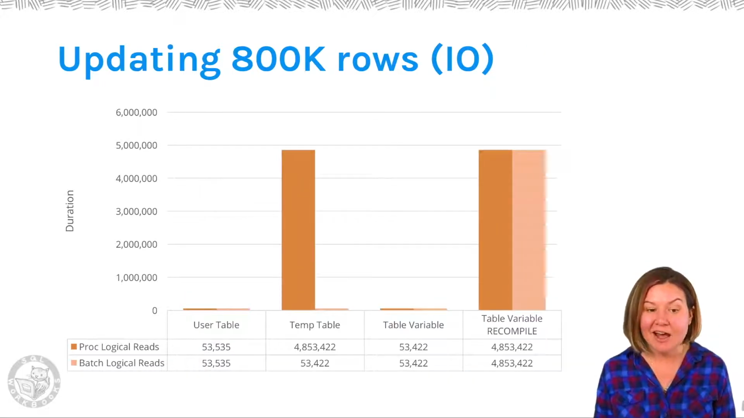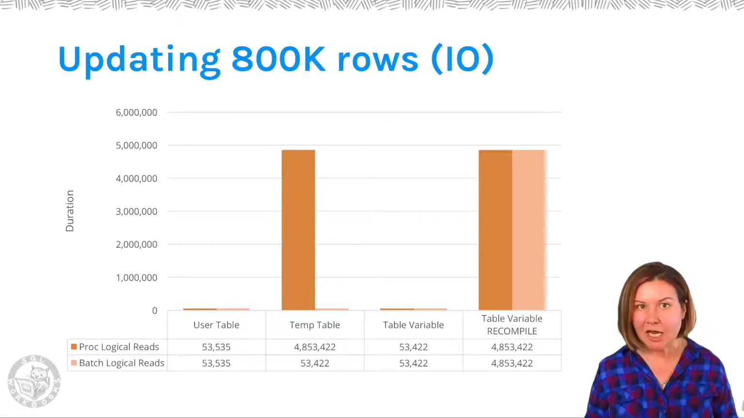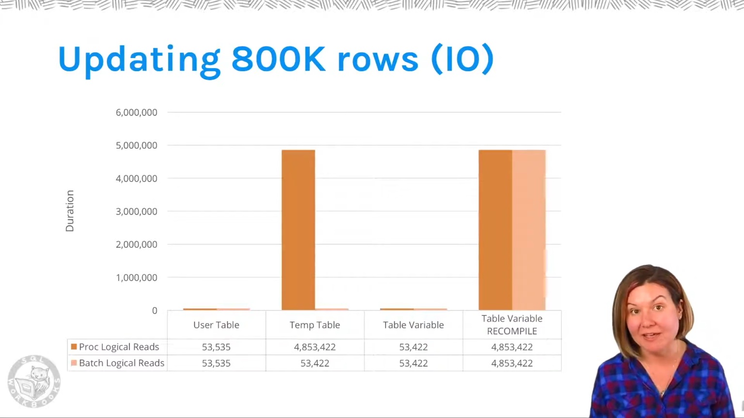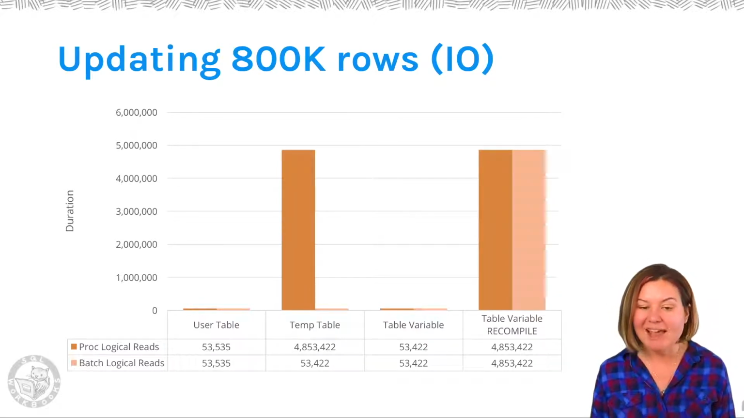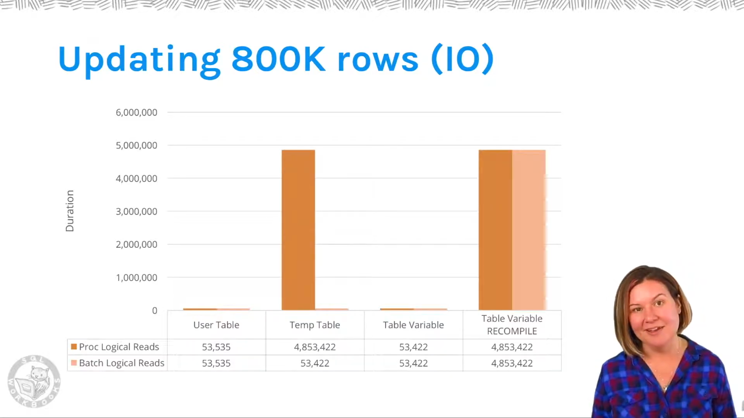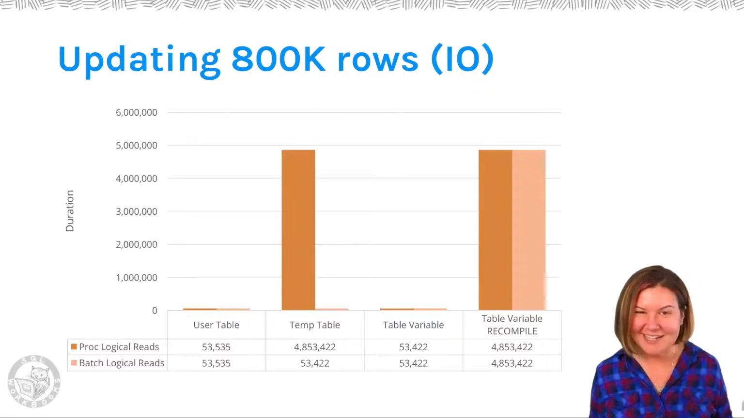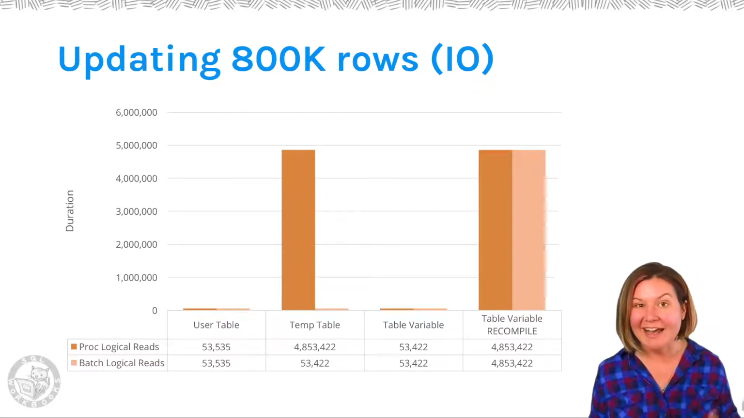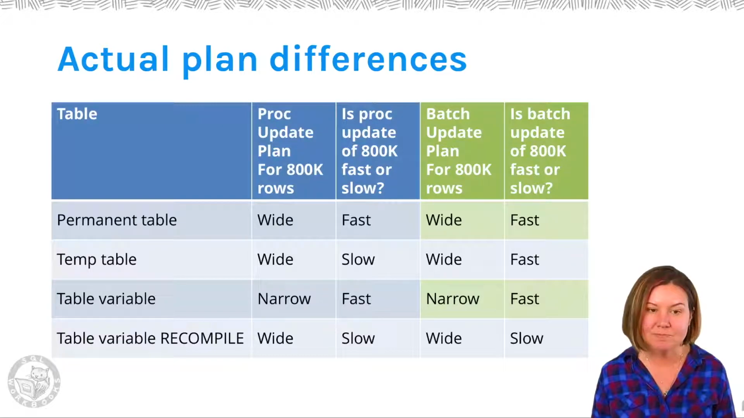Similarly, looking at the I/O, we have this inflated I/O when we use the temp table in the context of a procedure, and we have inflated I/O for the table variable update with recompile hint, whether we're using it as a procedure or as an ad hoc batch.